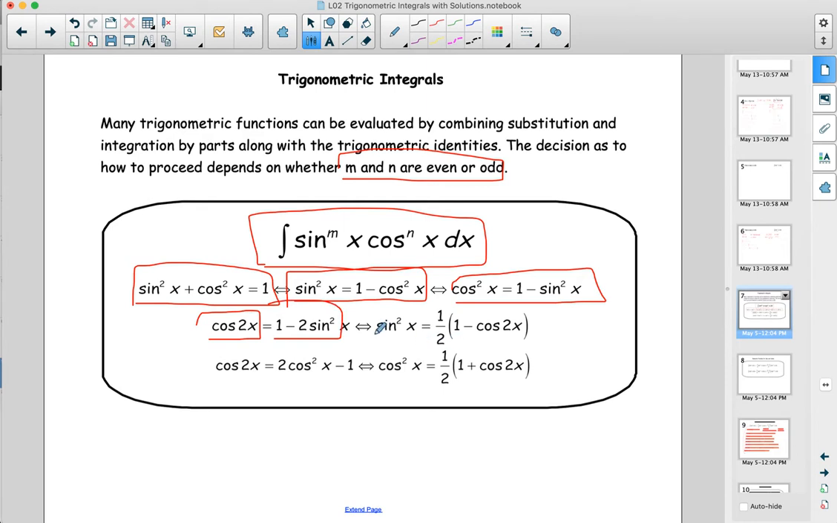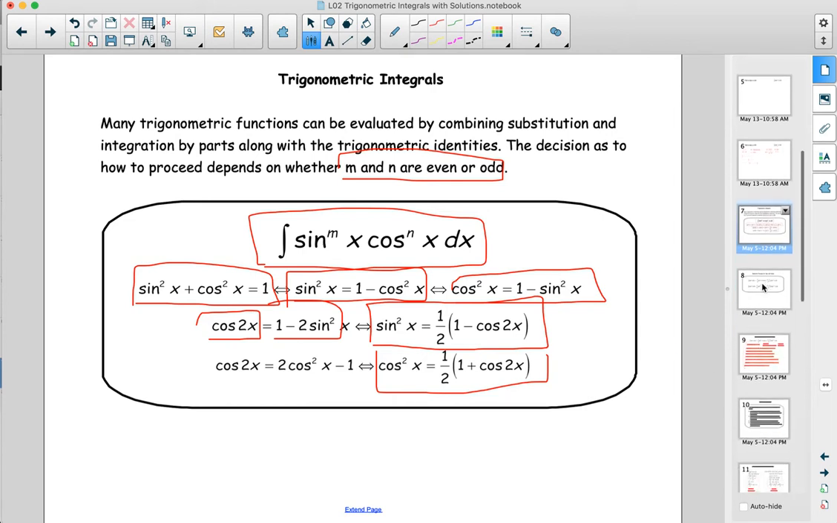So a sine squared x could be replaced with, if I isolate this, I will get 2 sine squared on this side. I will get 1 minus cos 2x, and then I divide by 2. So it's possible we might want to use that substitution for a sine squared. Or isolating this one for cos squared, getting cos 2x plus 1, divide that by 2. We might want to make that substitution for cos squared.